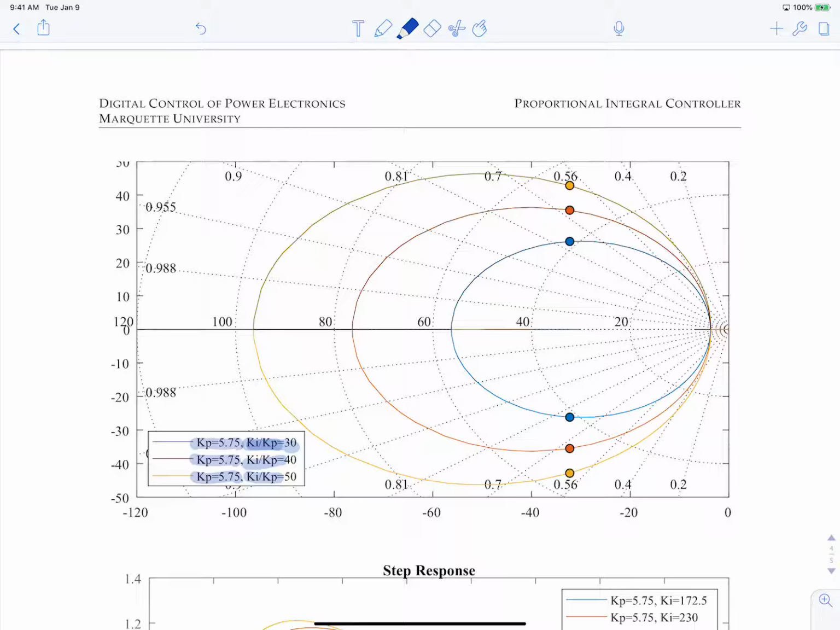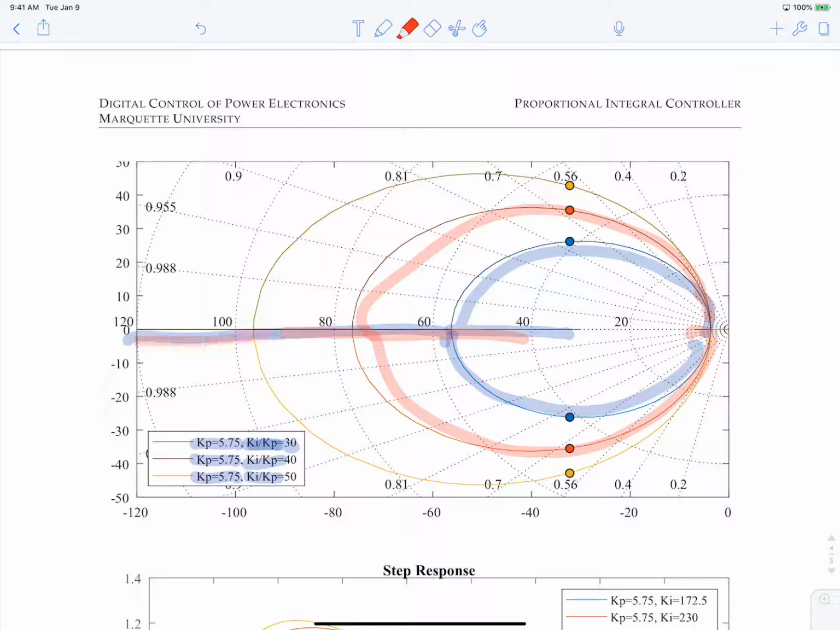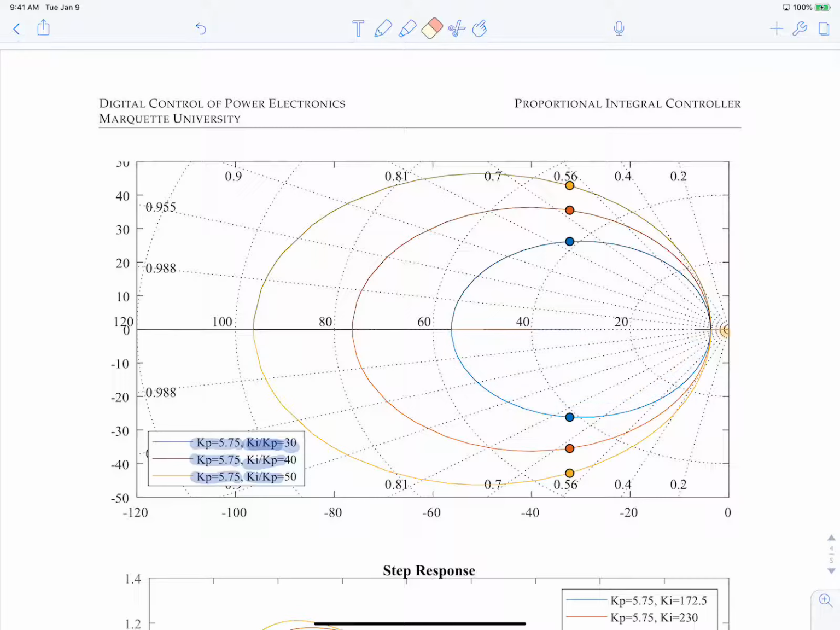And there are a lot of different numbers you could have for a ratio of 30. You can see this is the trajectory for blue. And similarly, I have one for red. One will come in here, and the other one will go out like this. And then lastly, we have yellow, or this orange. One will come in like this, and the orange one will go out like that. Okay, so these are just various values of Kp and Ki, and you can pick any one of these.